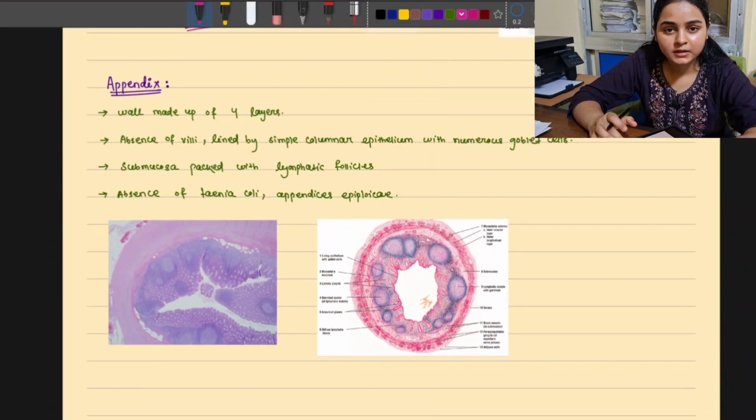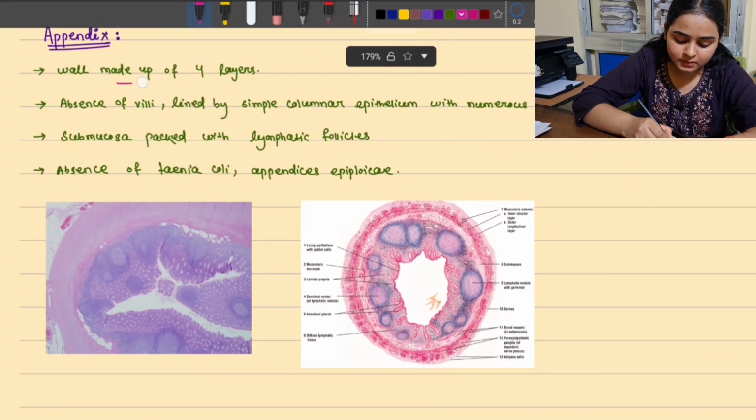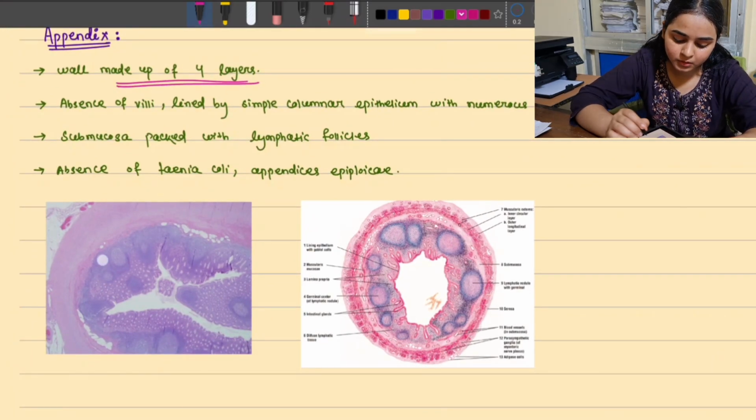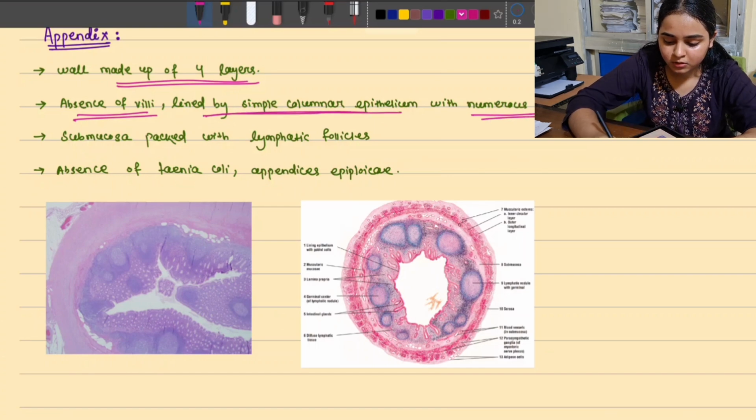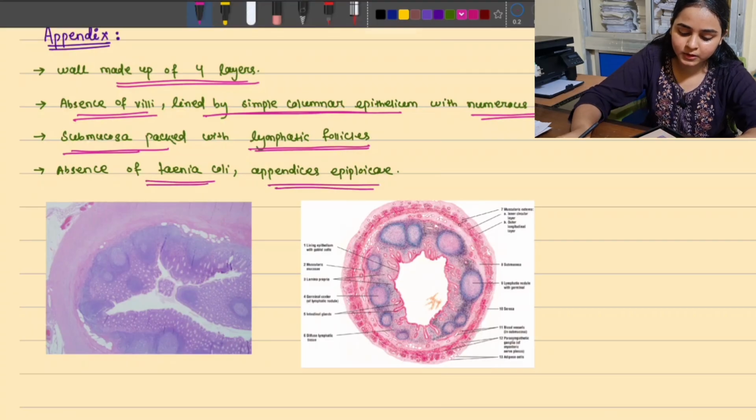Now let's move to the last slide of digestive system, that is the appendix. Appendix is also the same as previous slides, that is made up of 4 layers. Absence of villi lined by simple columnar epithelium with numerous goblet cells. Submucosa is packed with lymphatic follicles, and absence of Taenia coli and appendices epiploicae.